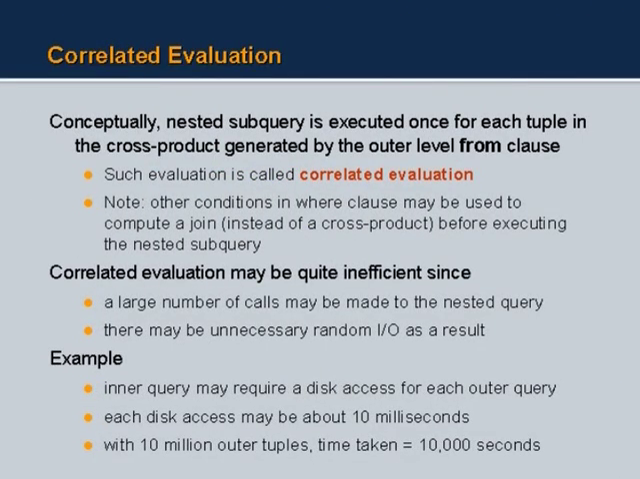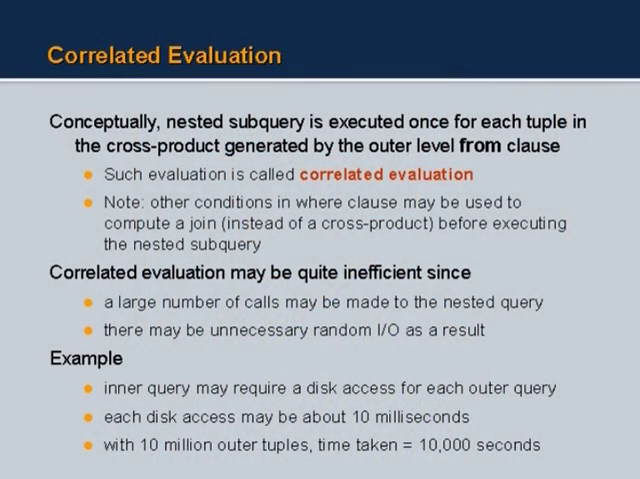So what the optimizer often does, first, the correlated evaluation, what I just told you, where the nested subquery is executed once for each tuple in the cross product generated by the outer from clause. Here there's just one table, so the nested query is executed once for each tuple from that, and this is called correlated evaluation. And as I said, it can be quite inefficient since you make a lot of calls to the nested query, a lot of unnecessary IO. Even if you have an index, maybe the index lookup takes 10 milliseconds. And if you have 10 million outer tuples, each one taking 10 milliseconds, you're going to take 100,000 seconds. That's a lot. But a good implementation of this query might be able to do this in a few seconds, in a different way.